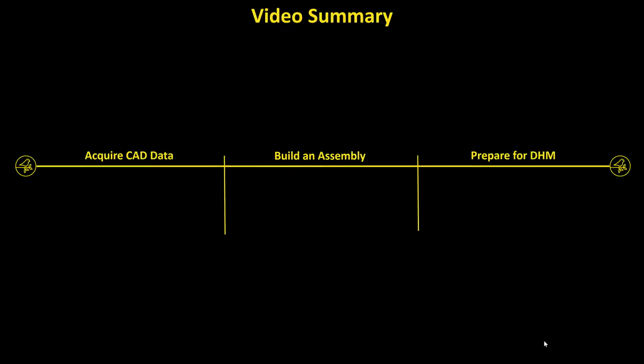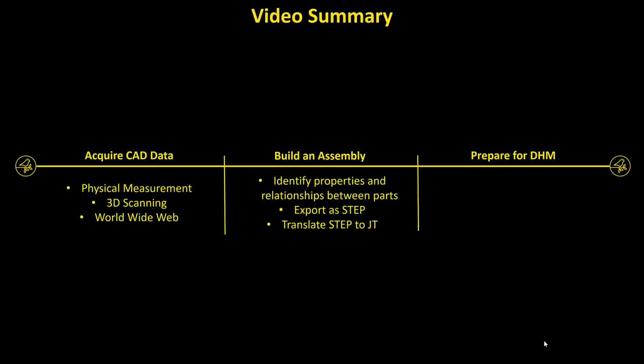So now that we have reached the end of this video, it's a good time to recap on the content which we've covered. So in the first section of the video, we looked at how to acquire CAD data. So that includes the three methods which we can use, and the factors you should consider when choosing which is the most appropriate method for the digital environment you're trying to create. Then we looked at how to build an assembly. So that looks at identifying all the different parts in an assembly and the relationships between each other. In our case, it was SolidWorks, before exporting it as a step, and how to translate that step into a JT file.